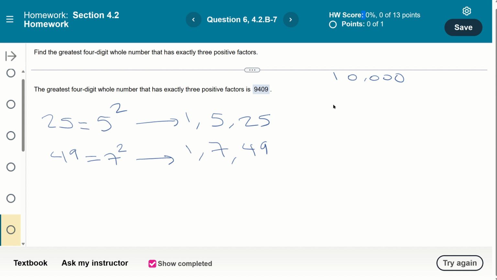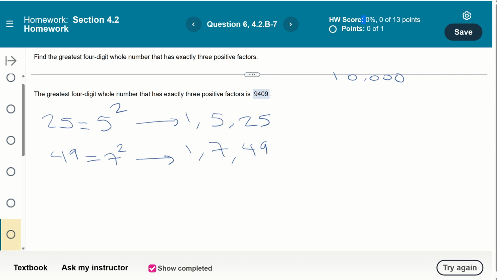Remember, 9409 is exactly 97 squared, so its only factors are going to be 1, 97, and 97 squared, which is 9409 itself. All right, very nice problem. Make sure you understand it, please.